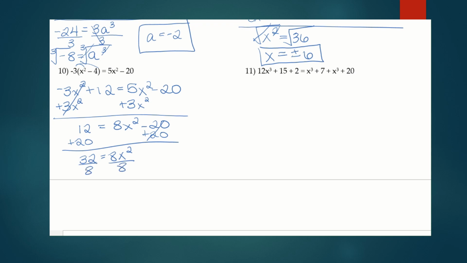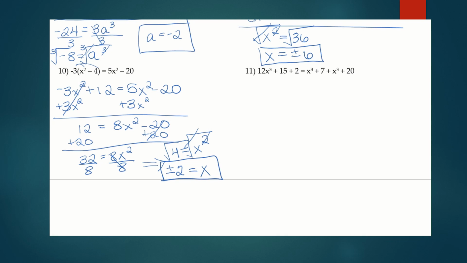Dividing both sides by 8, I'm going to bring this over here. I get 4 equals x squared. And to undo the square term, I square root both sides. So x equals, the square root of 4 is 2, but don't forget, whenever we square root, we get two answers, so plus or minus 2.